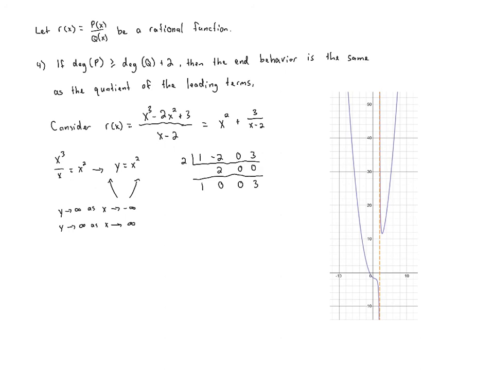So this is the last scenario we can have as far as end behavior goes. So either we have a horizontal asymptote, we have a slant asymptote, or we have end behavior that looks like a polynomial. And always the way to figure this out is by looking at the degrees of the polynomials in the numerator and denominator, and then using this sorting method that we've learned in this lesson.